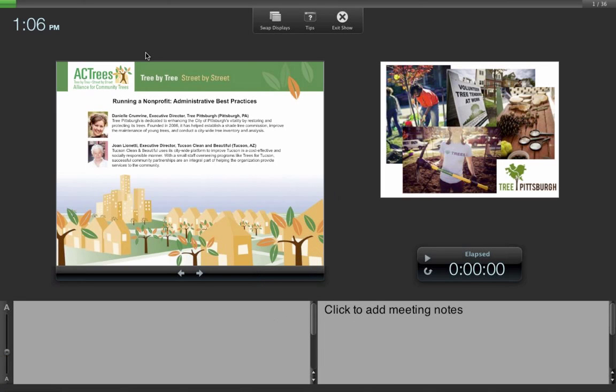Today's session is Running a Nonprofit, Administrative Best Practices. Using the right administrative practices can make your organization more effective. Beyond just ensuring legal compliance, smart internal policies set your company on a more sustainable path to success. When good nonprofit leaders manage their organizations responsibly, the result is clear: smoother operations, more efficient program delivery, stronger staff, and deeper community impact. And we're really lucky today to have two fantastic nonprofit leaders here to tell us about some of the programs and systems that they have in place with their organizations that have led them to success.